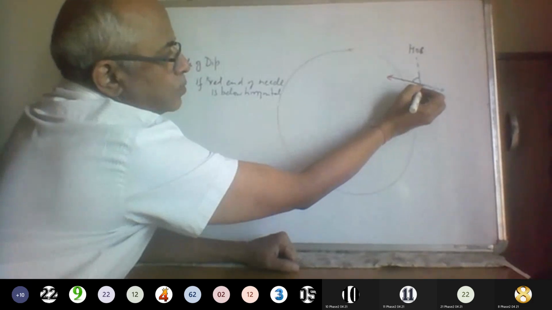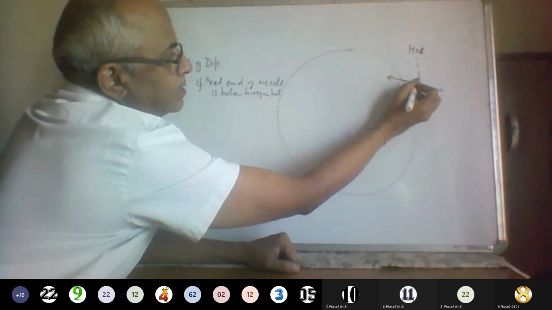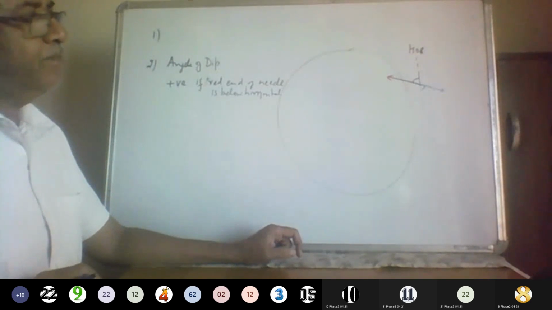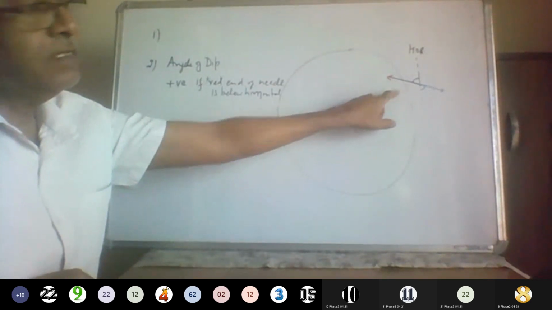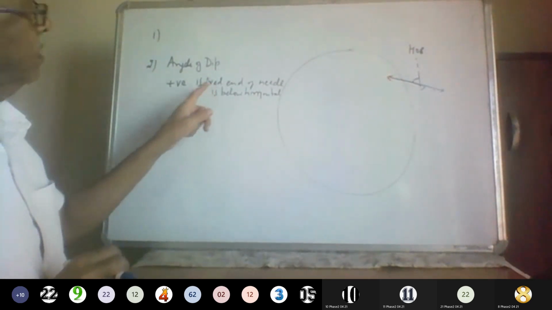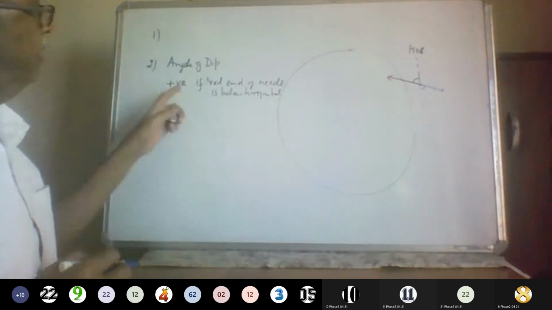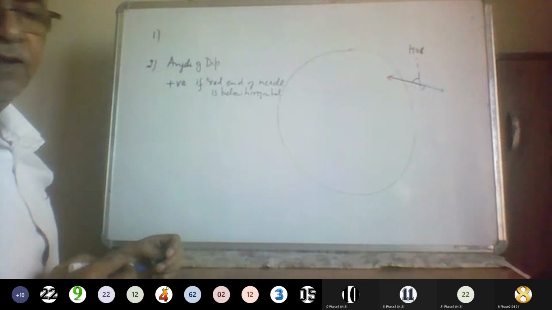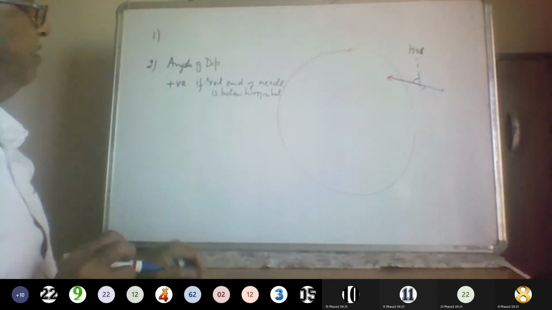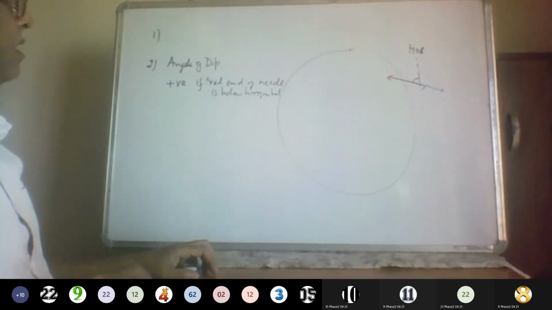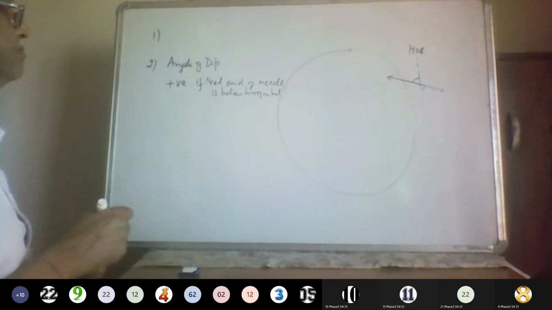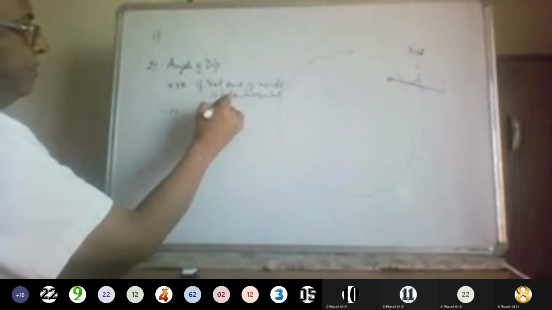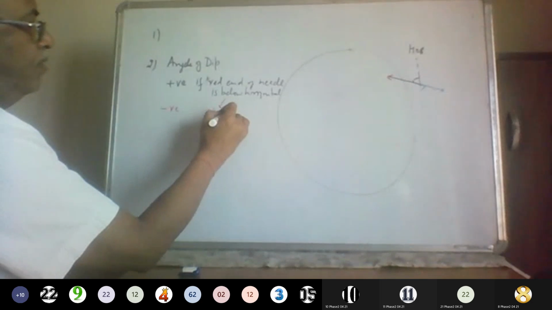So we draw the horizontal like this. This is also angle of dip, and this is also angle of dip. But the blue end of the needle is above the horizontal, you can see, and the red end of the needle is below the horizontal. So if the red end of the needle is below the horizontal, then we call the angle of dip positive. And of course, if the red end is above the horizontal, it will be called negative.